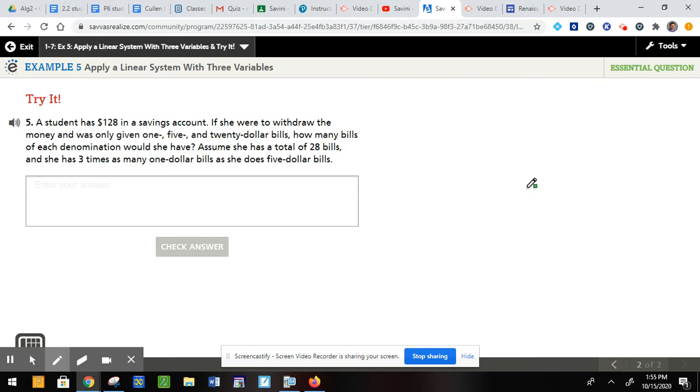We will say x is equal to the number of $1 bills. We'll say y is equal to the number of $5 bills. And we'll say z is equal to the number of $20 bills. All right, now we can write our equations.